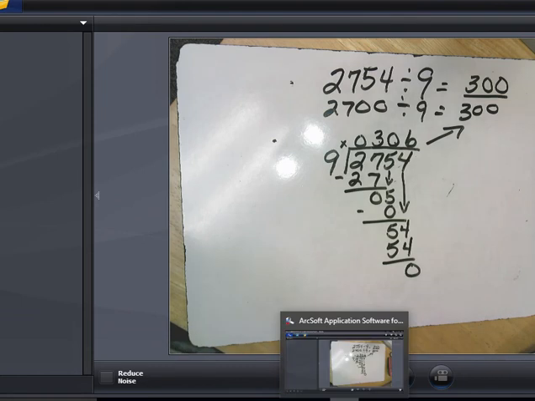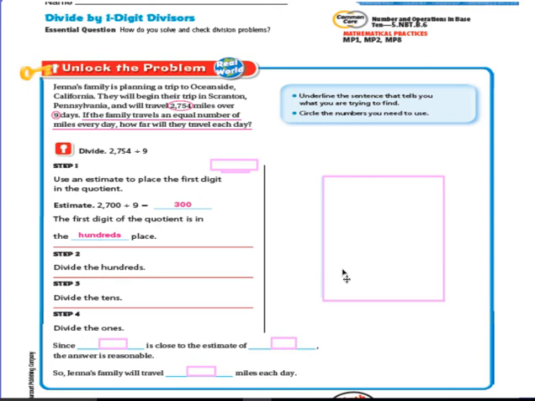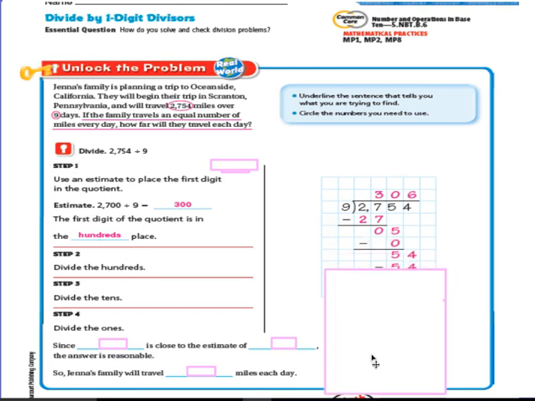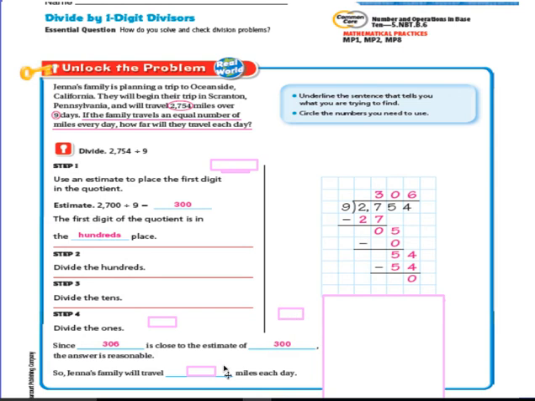Let's go back and look at what they did. So I divided the hundreds, and I did that. Here's theirs. Brought down the steps. Then I divided the tens, and we got the same answer. Now, since 306 is close to my estimate of 300, the family will travel 306 miles. I hope you have that filled in.